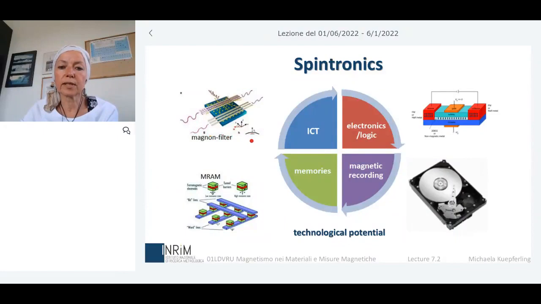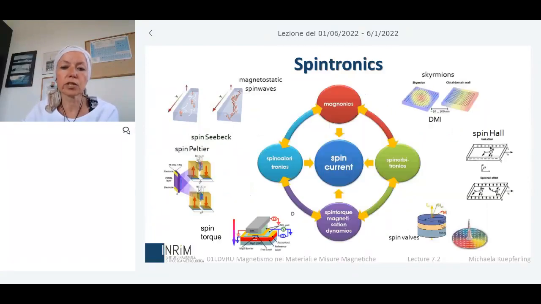Then we might have a new kind of ICT, let's say, based on excitations of magnetization configurations, which are so-called spin waves. And we might have also a new kind of electronics and logic, all based on spin and not on charge. And this shows really the great technological potential of spintronics.